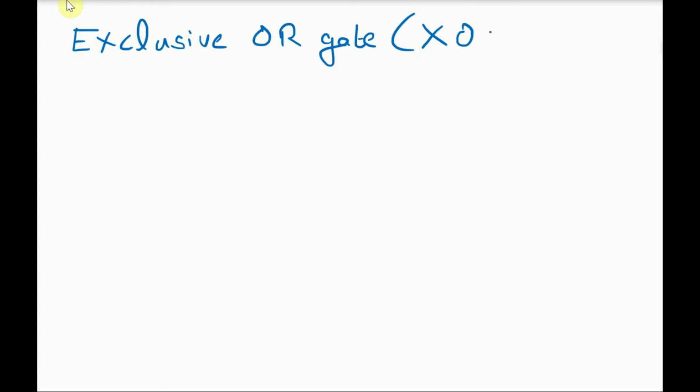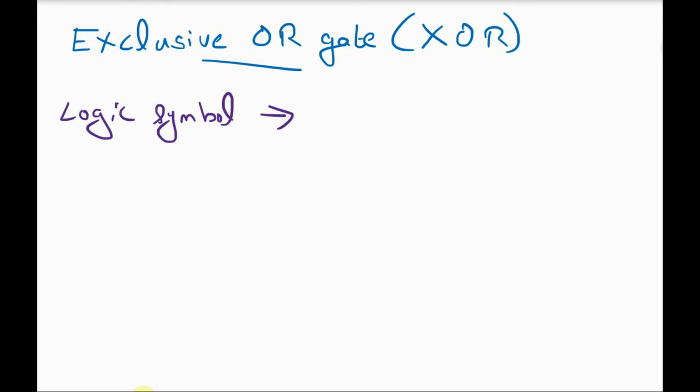In this session, we will see about exclusive OR gate and exclusive NOR gate. First, we will see about exclusive OR gate. Exclusive OR gate, it is also known as XOR gate. Exclusive OR gate or XOR gate. And first, we will see the logic symbol. Logic symbol for XOR gate.